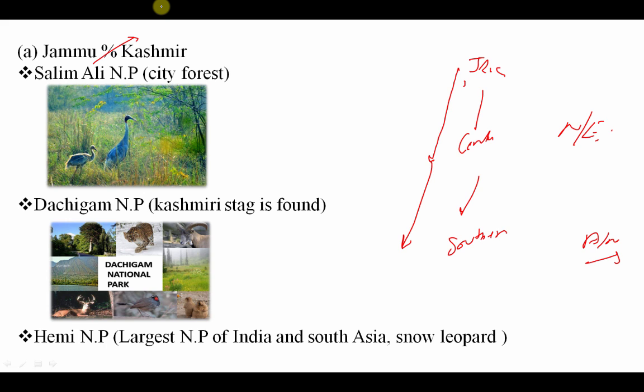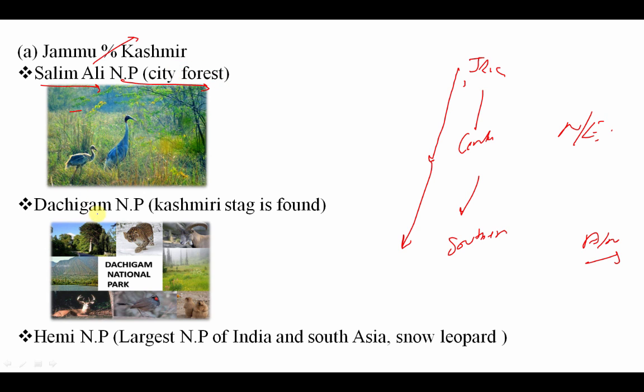So Salim Ali National Park. Salim Ali National Park is another name of this. Salim Ali National Park is the city forest. Okay, city forest. Salim Ali is a person who is known as the Birdman of India, and he is the first and the biggest ornithologist of India. Okay, an ornithologist is a person who studies birds. So Salim Ali is known as the Birdman of India.